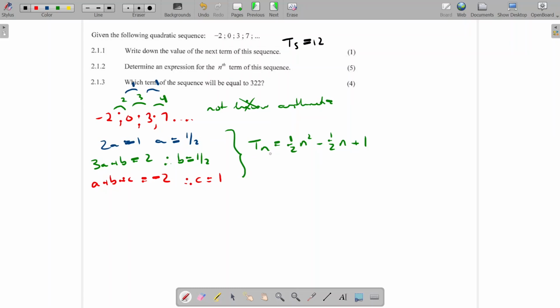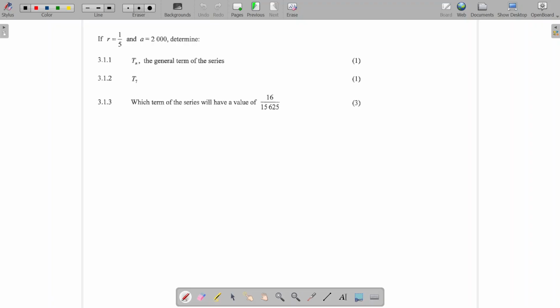2.1.2, we've got the expression for the nth term, and same as previously, which term will have a value of 322? We can plug that in and do that. I'm not too interested in that. What I'm interested in now is looking at this. Here is a fairly straightforward sum using the new notation. By talking about r, they mean that we must be dealing with a geometric.